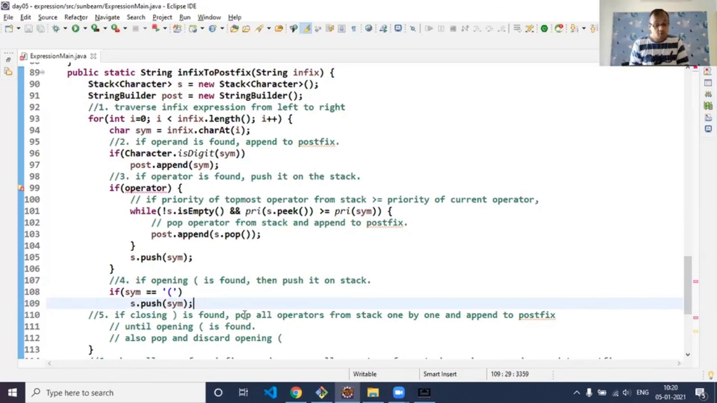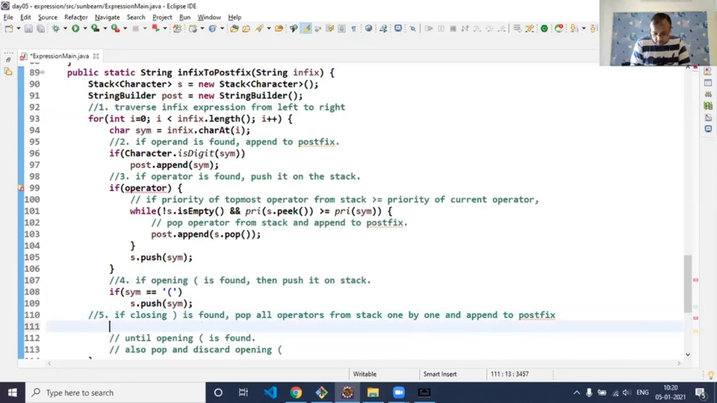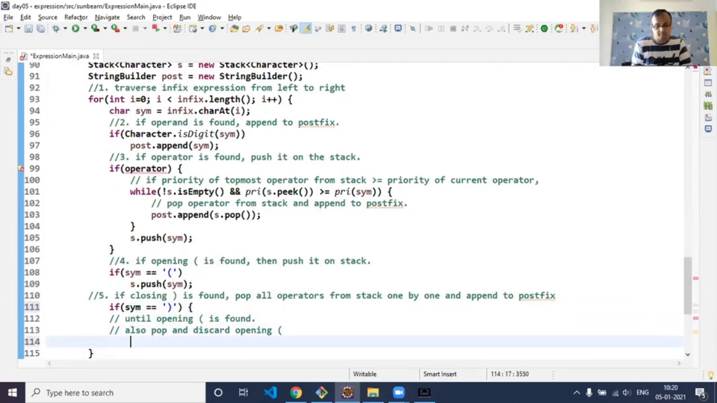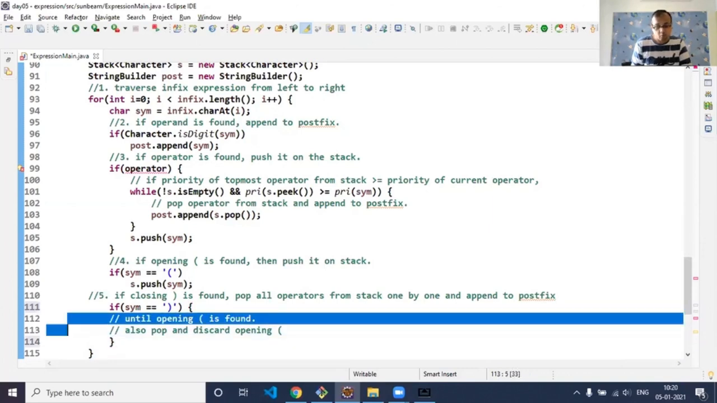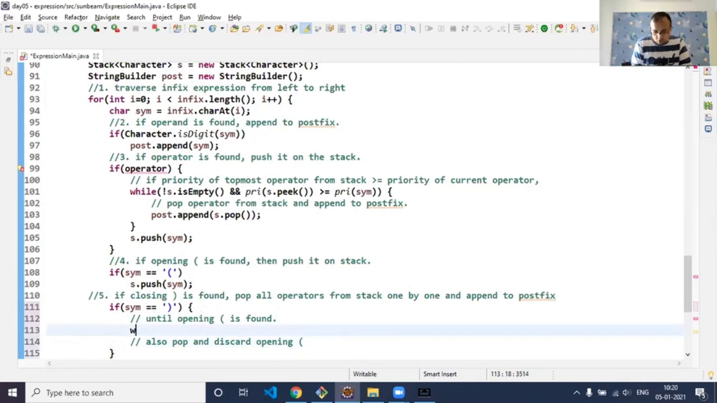Okay, that is good. What is next? If closing is found, that is also good. If symbol is equal to closing, what is to be done? What you are saying is that until opening is found, you need to pop all. Okay, if you say so, write it.